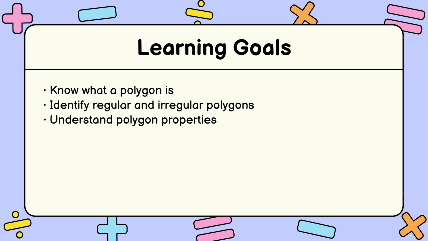Secondly, we'll learn to differentiate between regular polygons, those with all sides and angles equal, and irregular polygons where this uniformity is not present. Lastly, we'll delve into the properties that make polygons unique and intriguing. These properties help us understand how polygons fit into the broader concept of symmetry. As we move forward, please consider how these shapes appear in your daily life. You might start noticing them more often after this session.